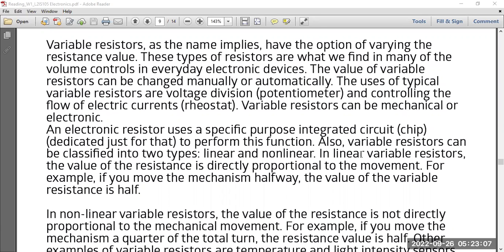The value of variable resistors can be changed manually or automatically, as we normally do in the case of volume through remote control. So if I am pressing the volume button up or down, I am actually varying the resistance of that device. The uses of typical variable resistors are voltage division or potentiometer, and controlling the flow of electric currents or rheostat. Variable resistors can be mechanical or electronic in nature.